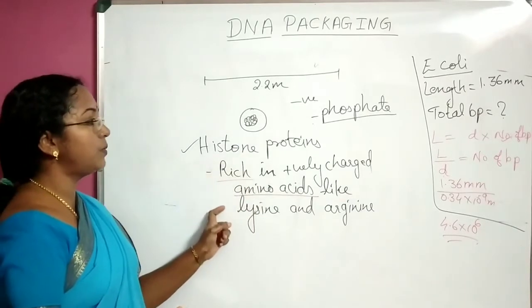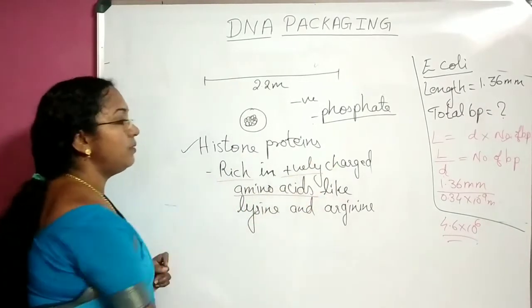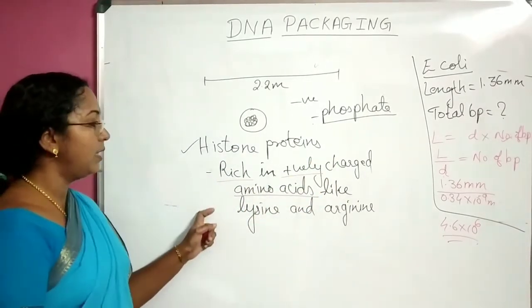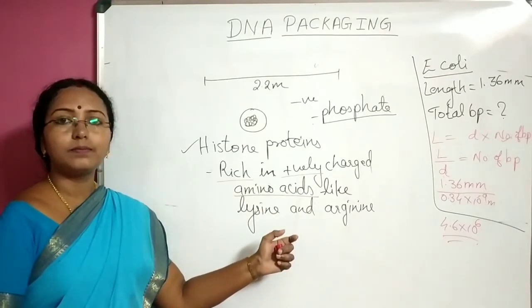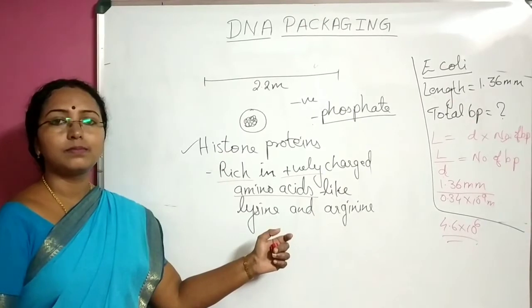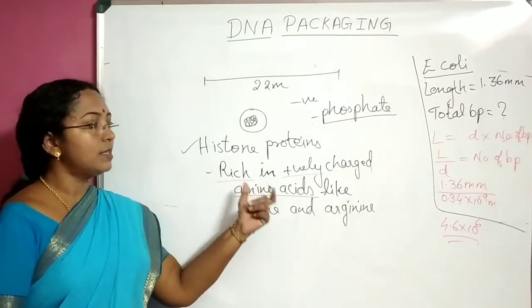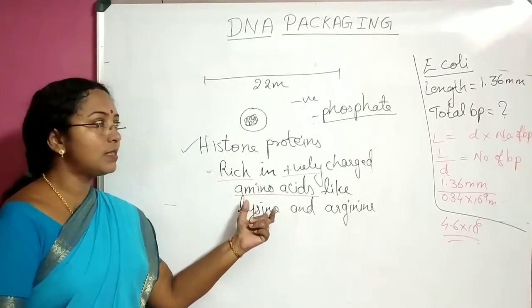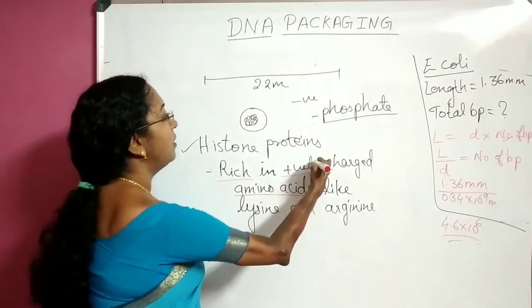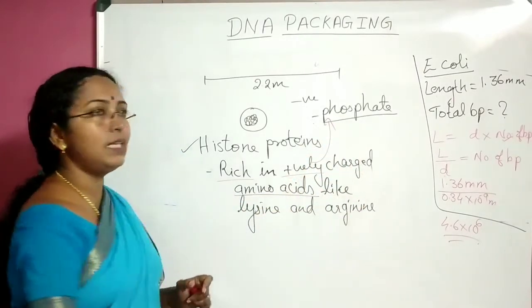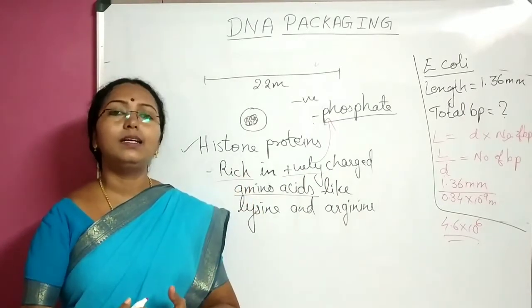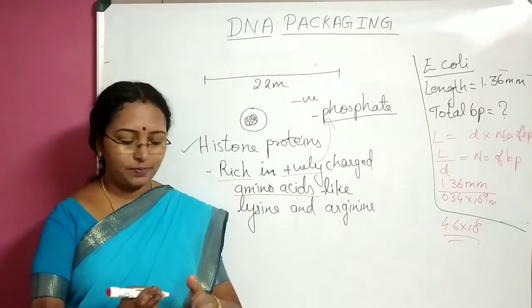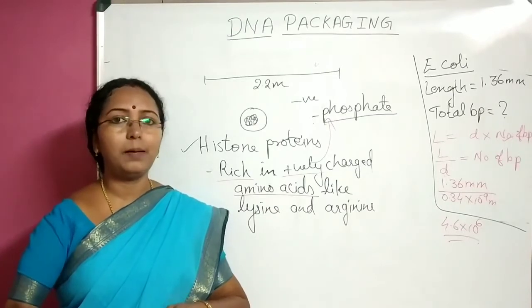Histones are a kind of proteins which are rich in positively charged amino acids like lysine and arginine. Now you know what they are doing? These positively charged amino acids neutralize the negative repulsion of the phosphate groups present in our DNA. They dilute it. Now let's understand how that is happening.